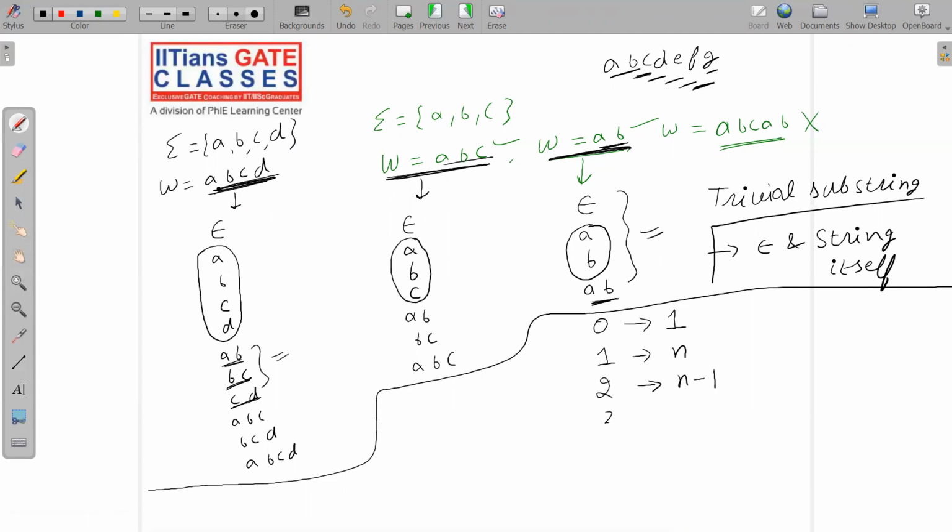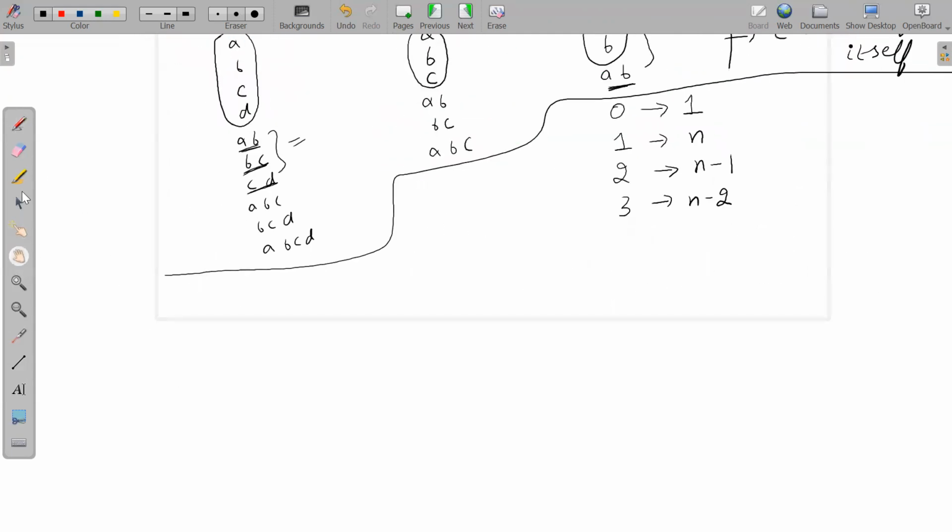Similarly, substrings of length 3 will be how many? I think you will be able to guess, n minus 2. Why n minus 2? Let me write it here itself. Let us take this example: A, B, C, D, E, F, G. Length 3: A will pair with BC, B with CD, C with DE, D with EF, E with FG.